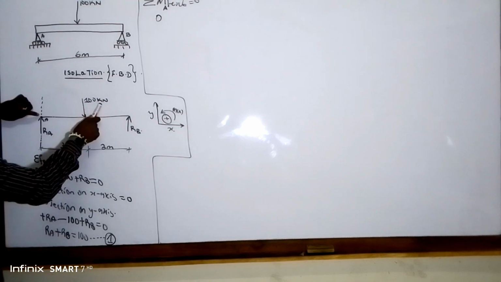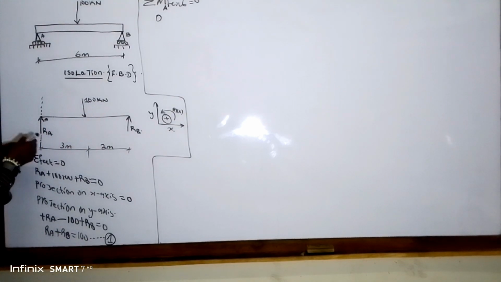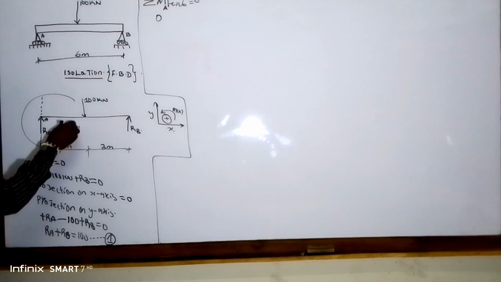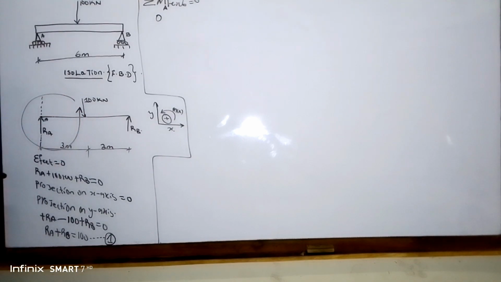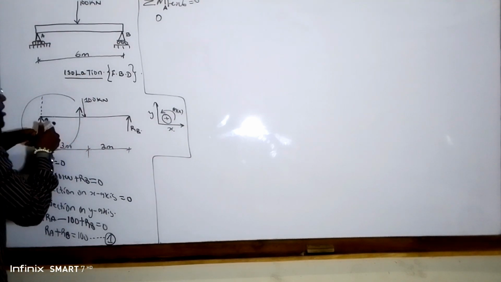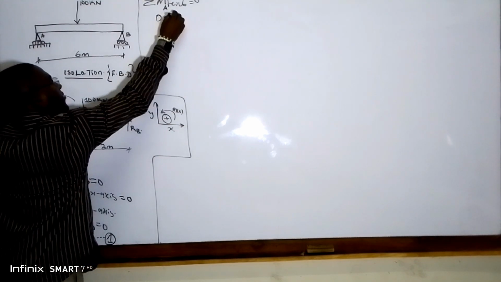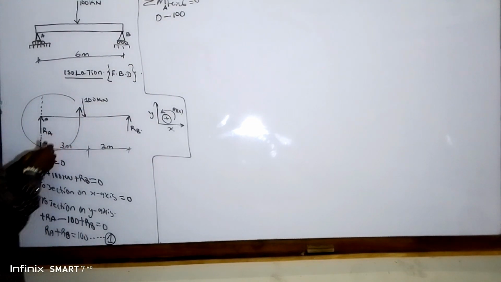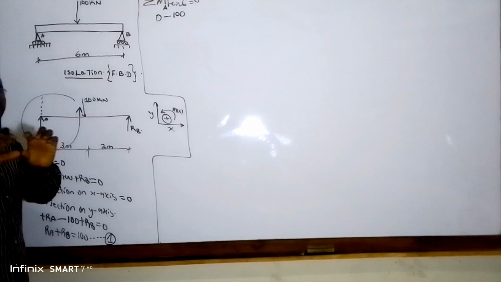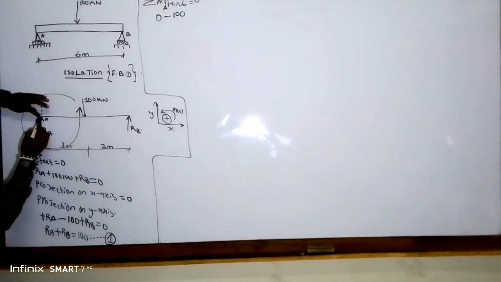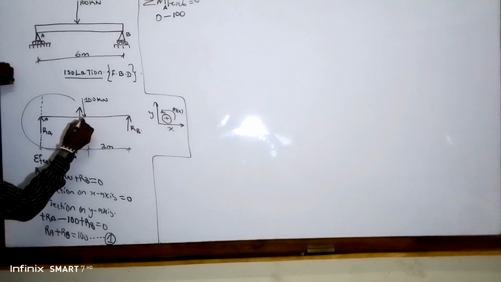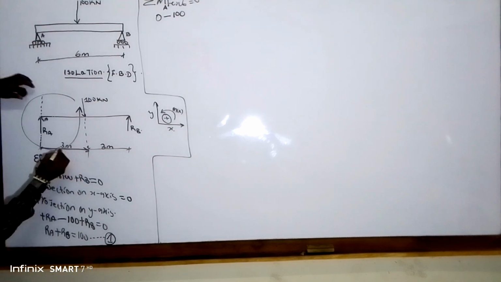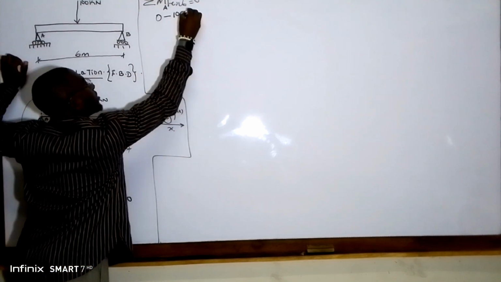The moment of 100 kilonewton about point A. This is our direction of moment. Our moment is moving like this, and our force is coming down, which means it receives a negative sign. So negative 100. 100 is the force. Now we need the perpendicular distance or the lever arm. The perpendicular distance from here to here is 3 meters. So into 3.